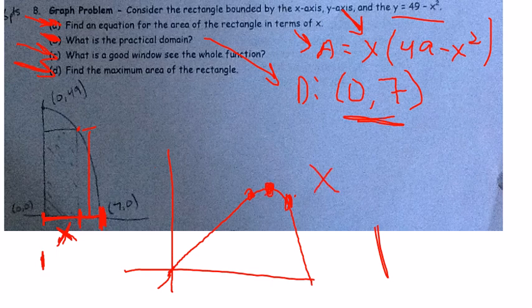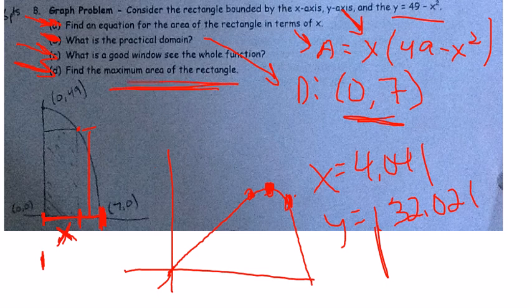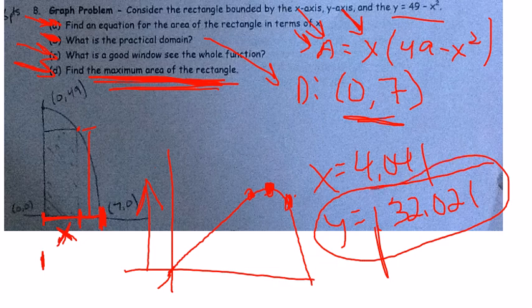I get x equal 4.041 and y equal to 132.021. Notice they're only asking for the maximum area of the rectangle, and that the area is my height on this, because that's what I was graphing right here. So I take this number right here, 132.021. That's my answer.